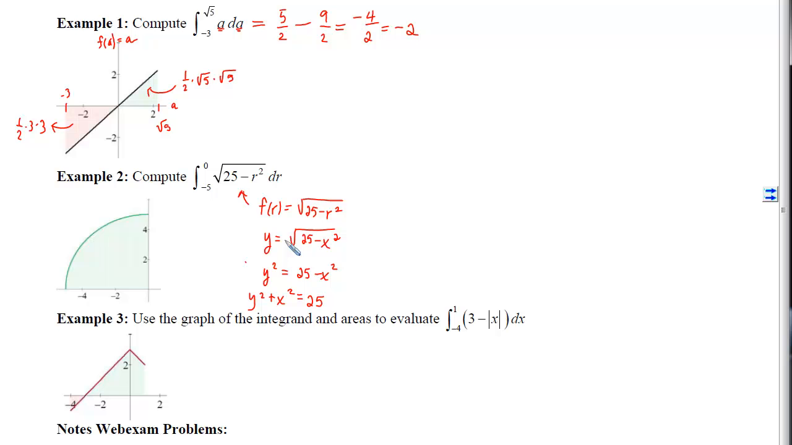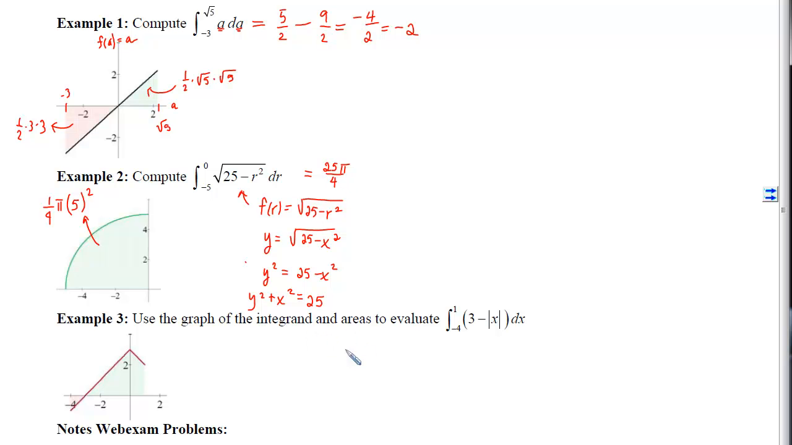So since we have just the positive root, we're just getting the positive half of that circle, and we're only accumulating from negative 5 to 0. So that means we're getting that left quarter of the circle. If I want the accumulation, notice that all the area is above the x-axis, so it will be 1/4 pi times a radius squared, and we end up with 25 pi over 4.